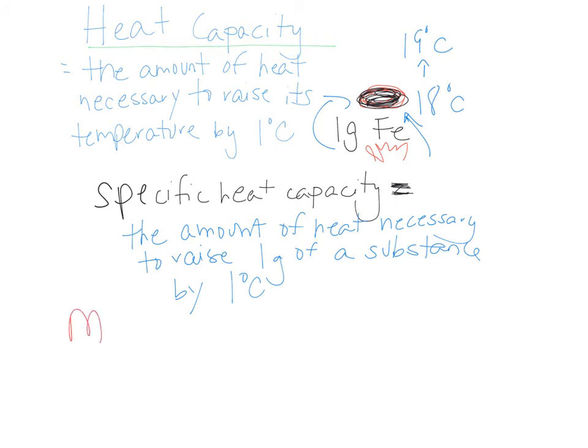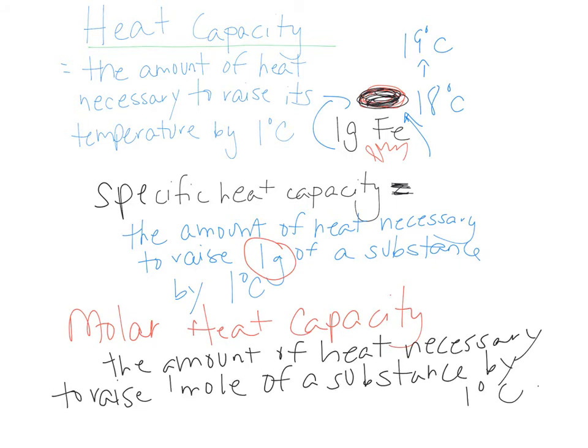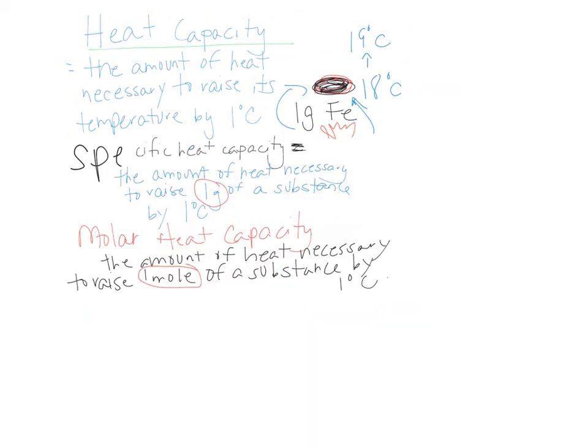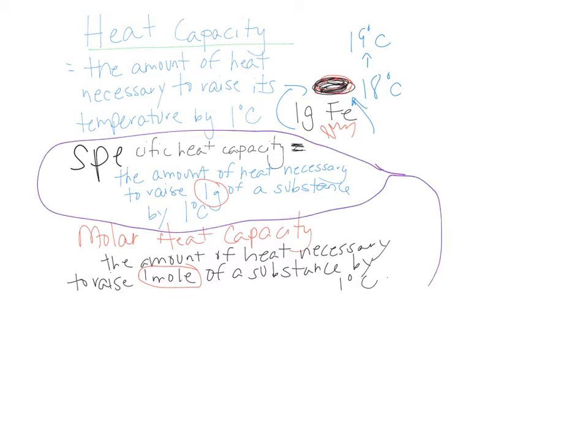We can also talk about molar heat capacity. We didn't use this as much last year, but we could. This is very similar. Instead of the amount of heat to raise 1 gram of a substance, this would be the amount of heat necessary to raise 1 mole of a substance by 1 degree Celsius instead of 1 gram. This would be the molar heat capacity. But it's the same idea. You're making the temperature of the substance go up by 1 degree Celsius. And again, this is when it's not changing phase. It's going to stay as a solid, a liquid, or a gas, whatever it is. So we're going to focus right now on the grams. We're going to focus on this definition, specific heat capacity.